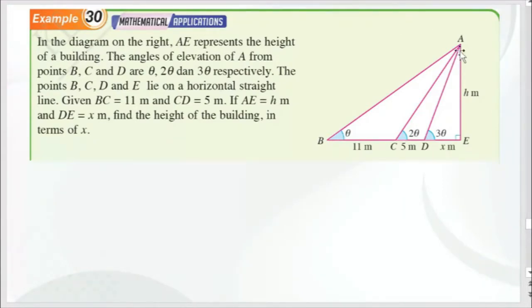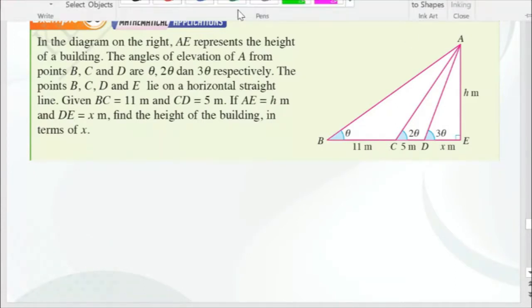This is formed from 3 triangles, right? The first triangle is ABE, the second is ACE, and the third is ADE. All of the triangles are in the right-angled triangle form. Okay, then the values are all given to you already: 11, 5, and x.